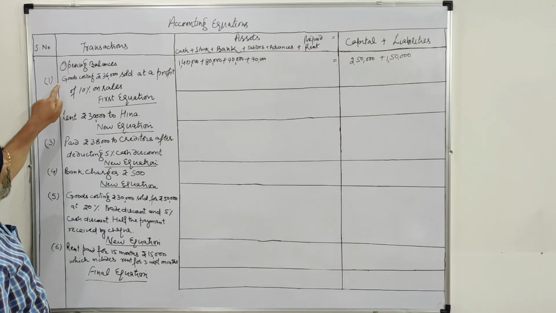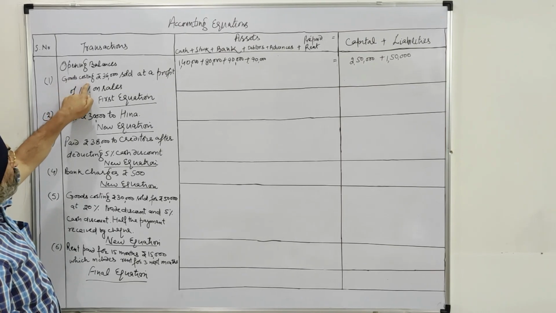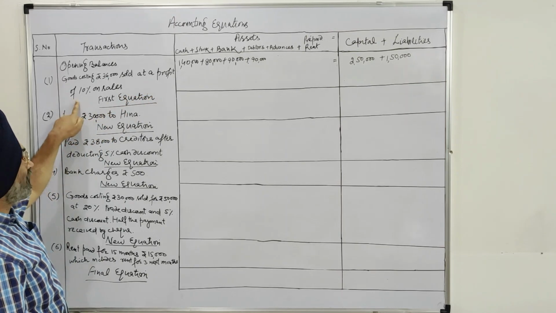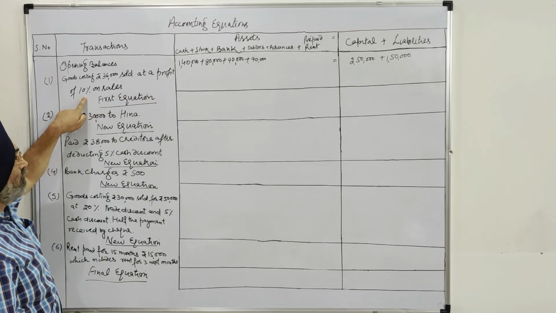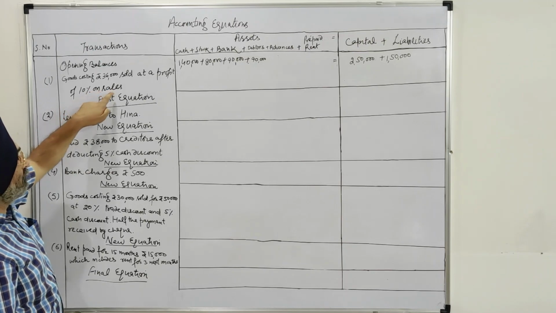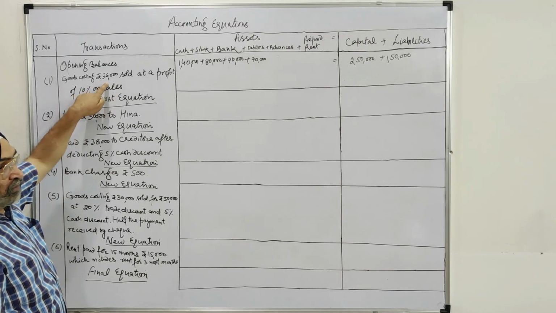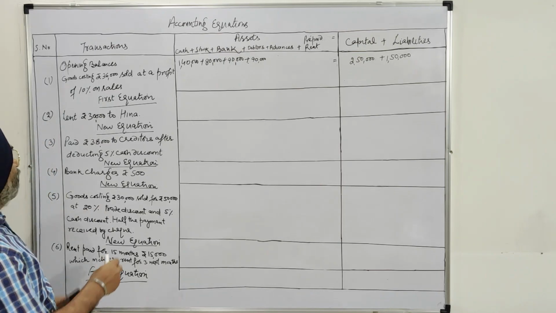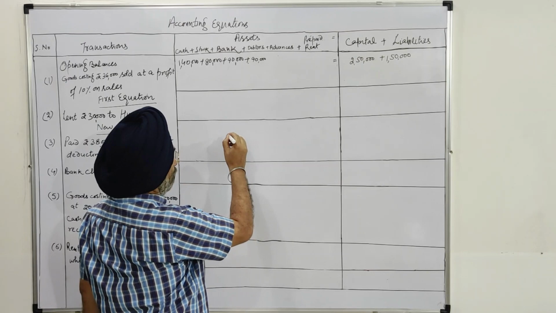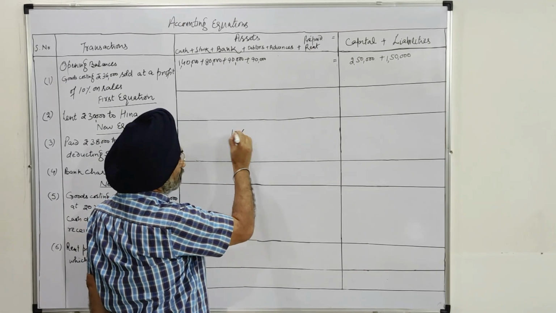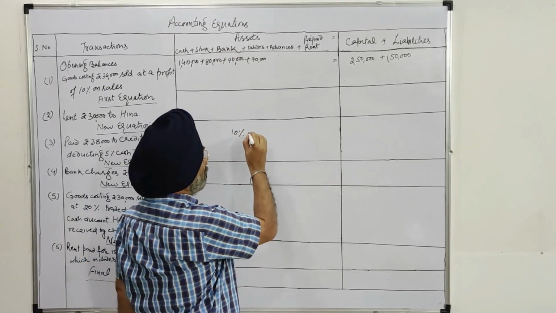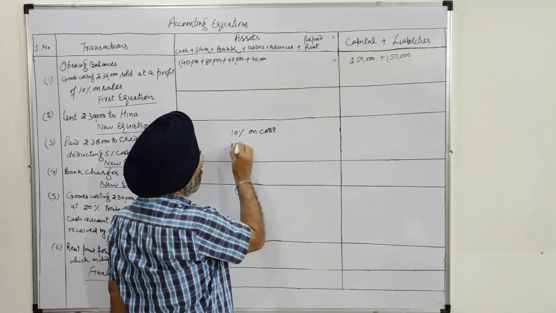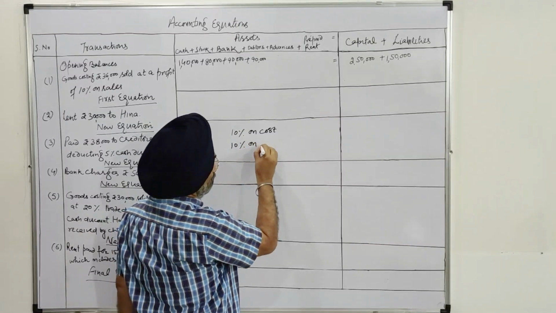Now the first transaction: goods costing rupees 36,000 sold at a profit of 10%. 10% of what? 10% on sales, not 10% on cost. Whenever we are given profit in percentage, there are 2 possibilities. One possibility, we may be given 10% on cost. Second possibility, 10% on sales.